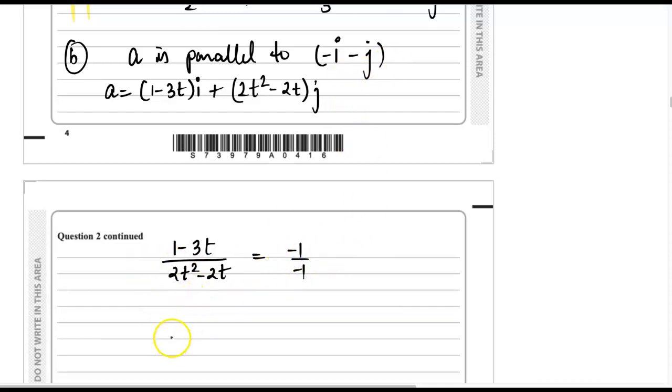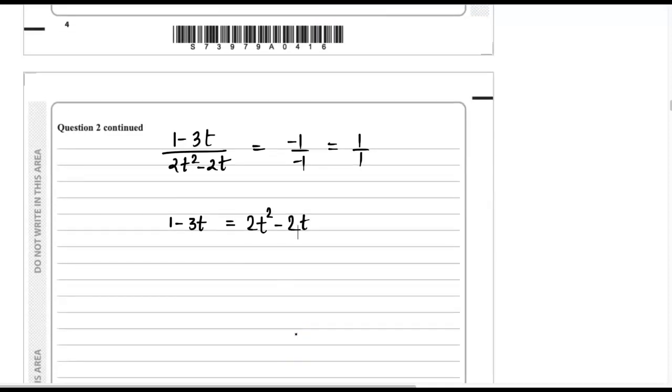If we cross multiply, we're going to be getting 1 minus 3t. Negative 1 over negative 1 could be written as 1 over 1 only. If you multiply, it's going to be giving us 2t squared minus 2t. So the need to add a relation, whether it's parallel, perpendicular, these things, is to let us find out the value of t, which is actually needed to find the position vector. Okay, so if we simplify it more, we're going to be getting 2t squared plus t minus 1 equals 0.